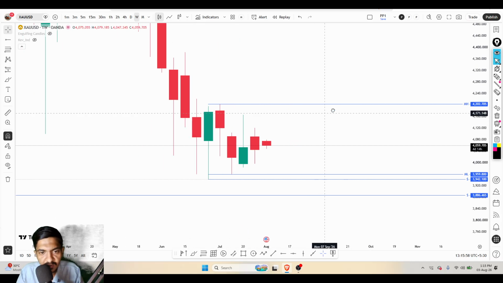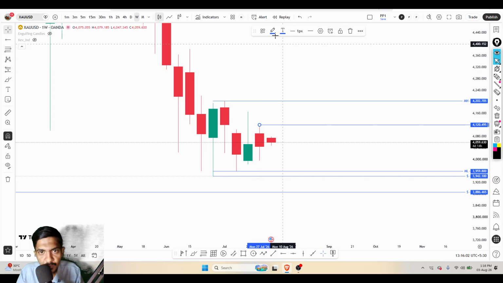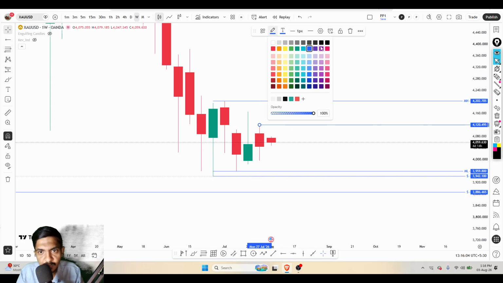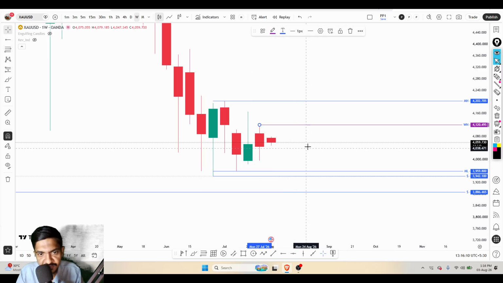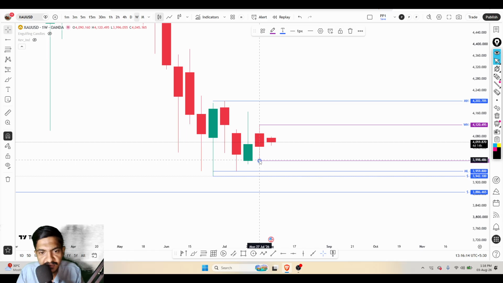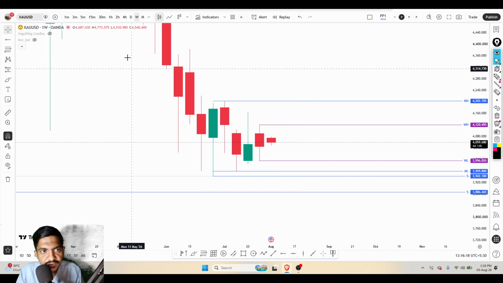So now let's quickly mark the weekly. For the weekly candle, I will keep this as purple. Okay, traders, this is the weekly high. I'm talking about the previous week, so don't get confused. This is previous week and previous month. So this is the weekly low. All right, traders, this is done.